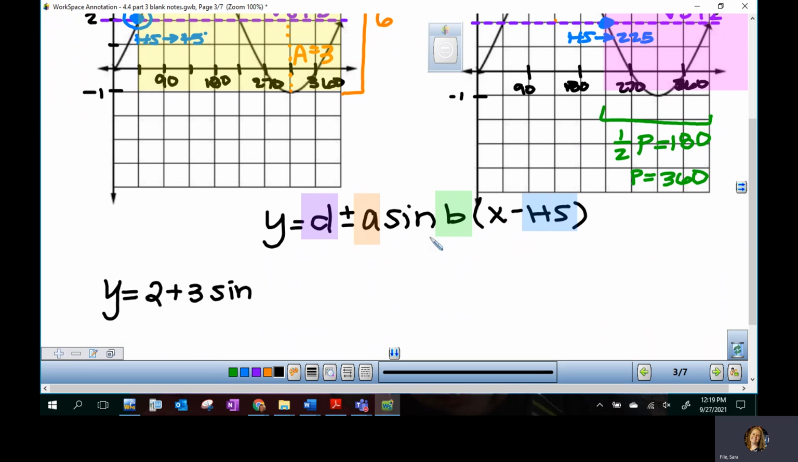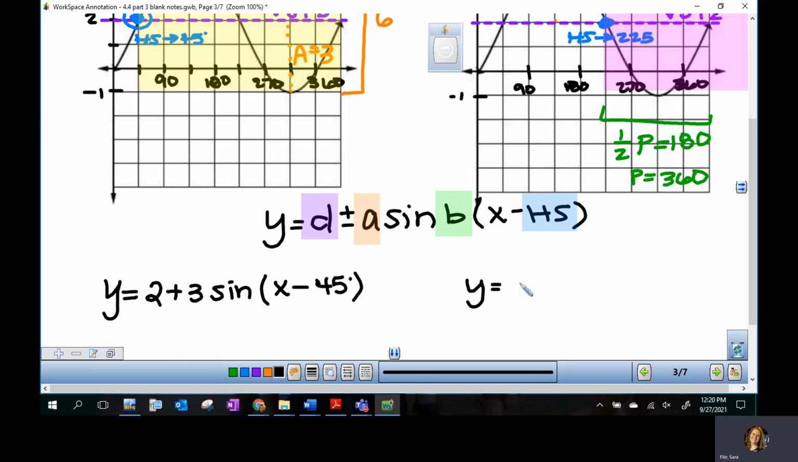We said the B value came out to be 1. Do I have to write 1 or can it be understood? Yeah, I don't need to write 1. I'll know if there's no number here, it's an understood 1. That horizontal shift was to the right 45. So in the equation, it's minus 45, because remember, it's the opposite for the inside.